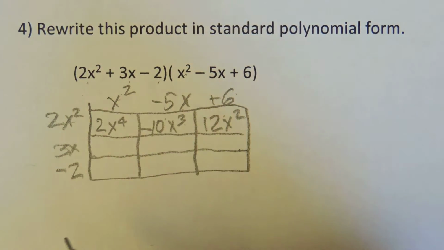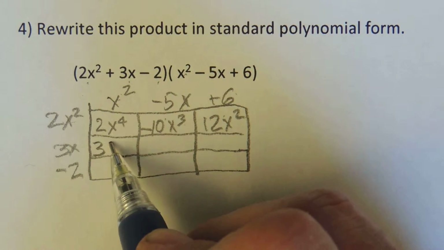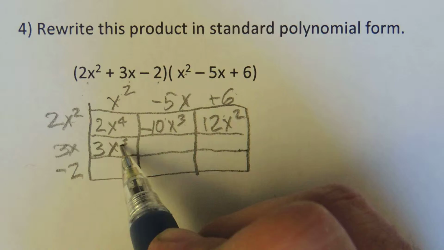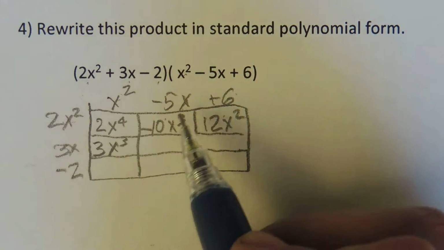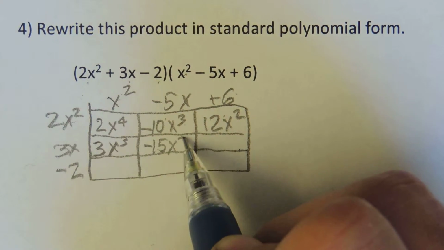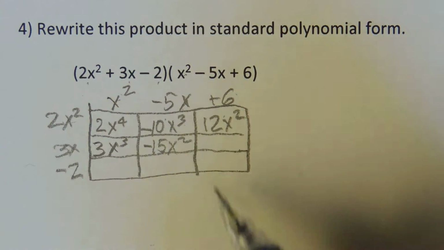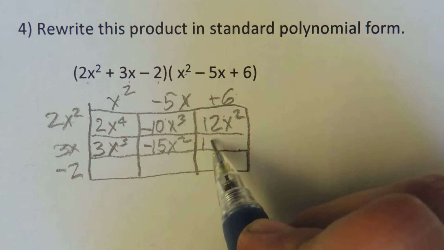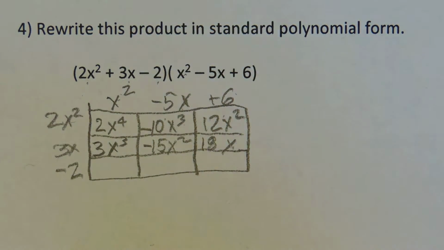3x times x squared is going to give me 3. And now I'm multiplying 3 x's together, so I have x to the 3rd power. 3x times negative 5x is negative 15x squared, because there are 2 x's. 3x times 6, I multiply the 6 times the 3, but I just have the 1x.